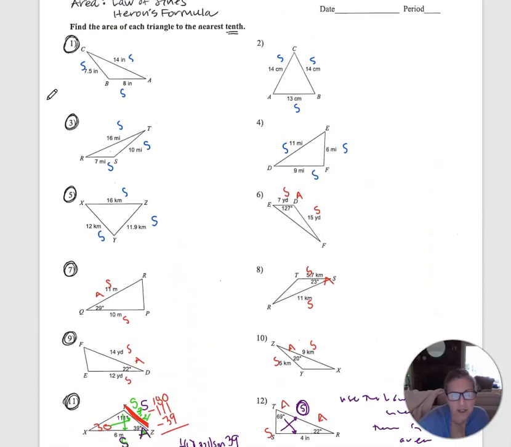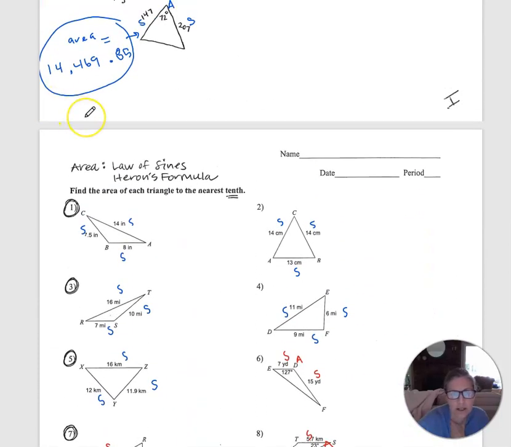And so this video covers the area of the law of sines. Now, let me refresh your memory. Law of sines is exclusively used for side, angle, side. Heron's formula is used for side, side, side.